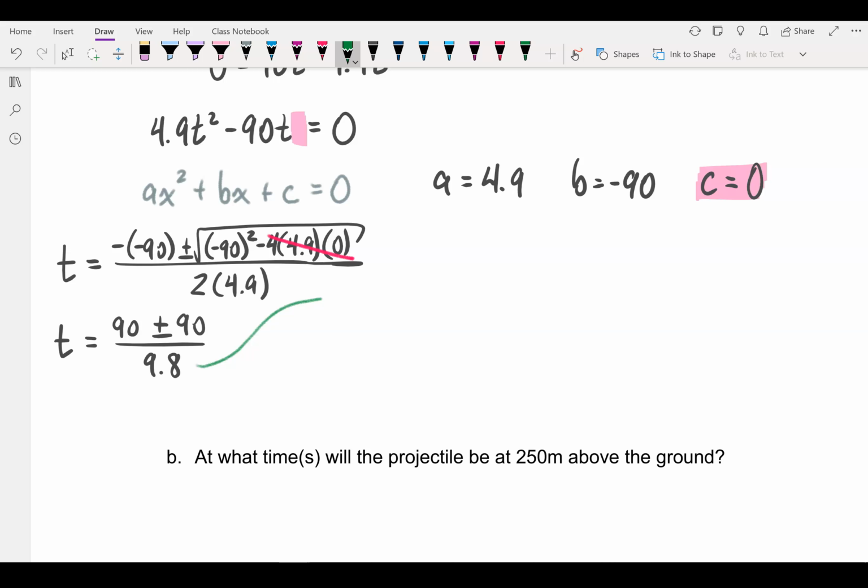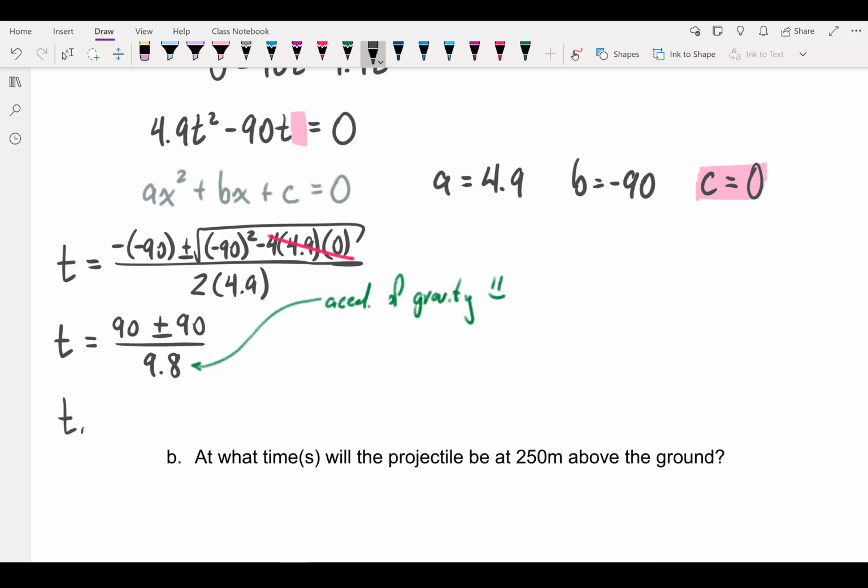9.8, fun fact. This is the acceleration of gravity, which if you're doing physics, you should recognize that number, 9.8, 9.81, things like that. Just a little bonus. This is a projectile being thrown into the air, so it's going to be under the force of gravity, which is why that term shows up in here. Just a little bit of trivia almost.